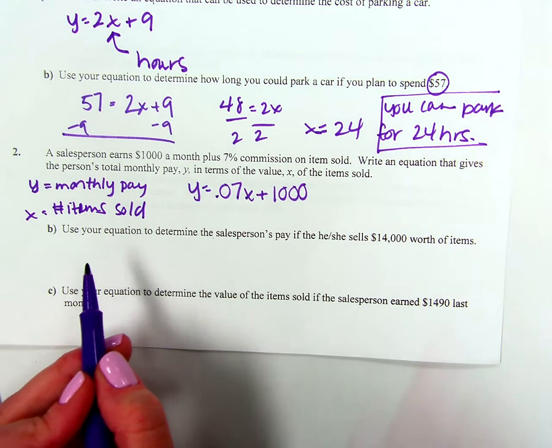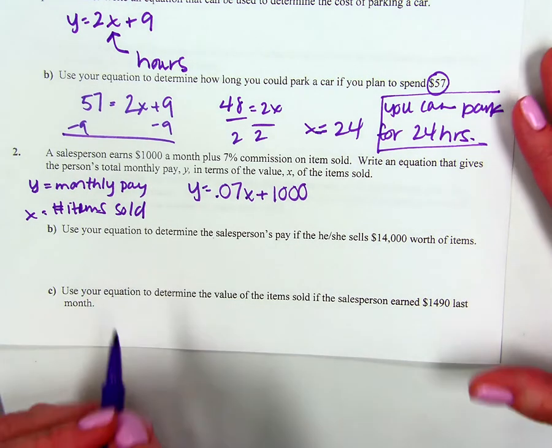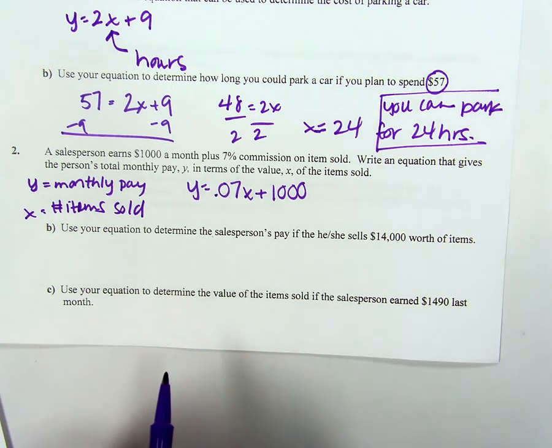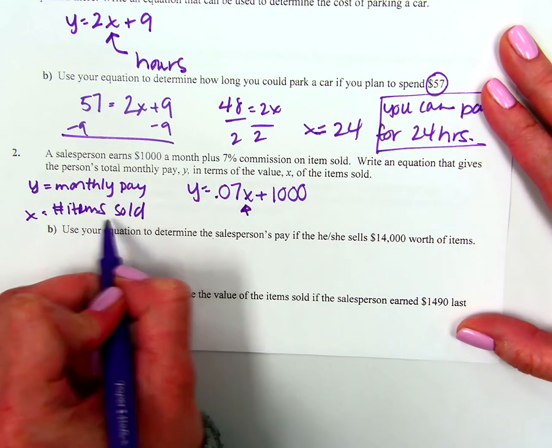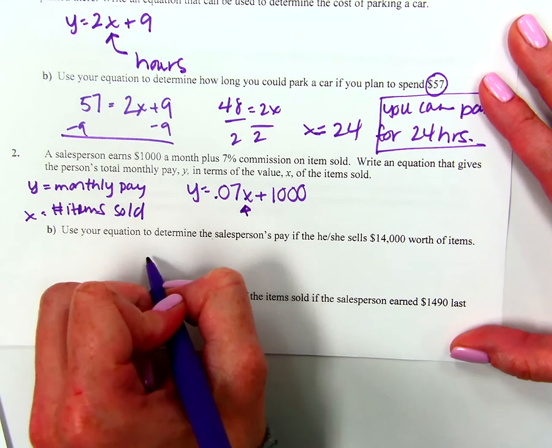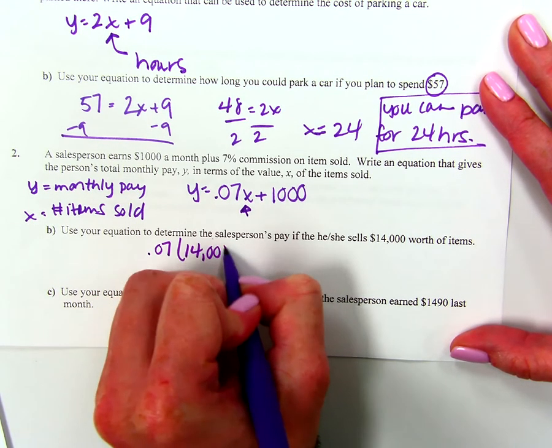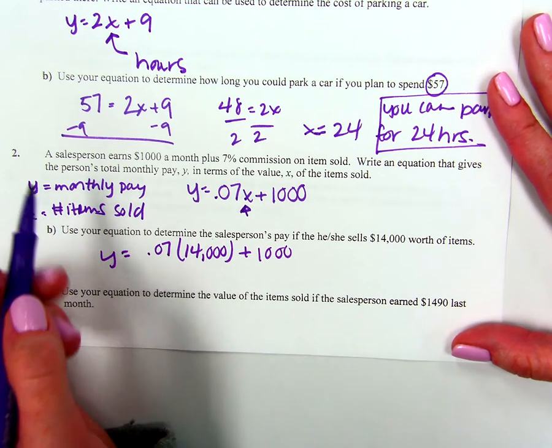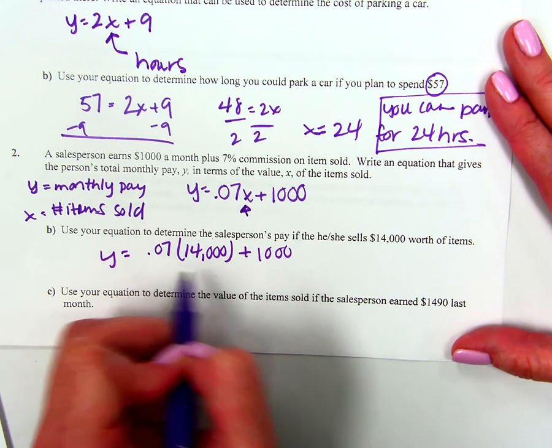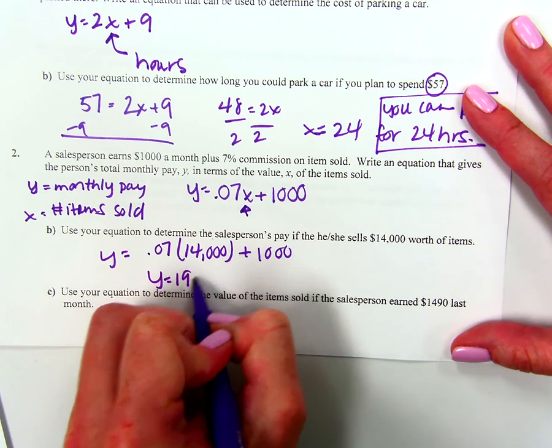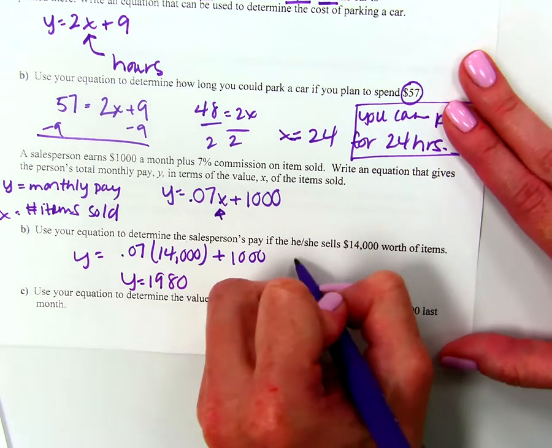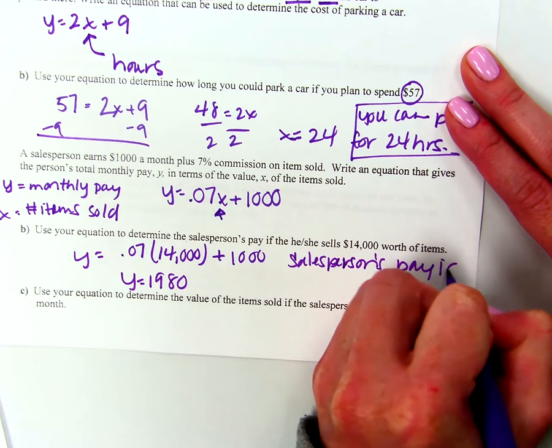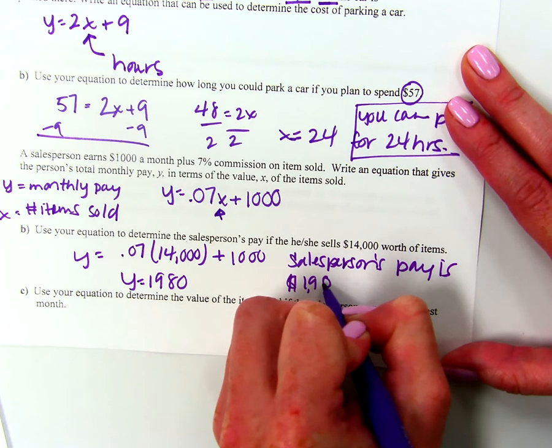So for B, it asks us to use the equation and determine the salesperson's pay if he or she sells $14,000 worth of items. So $14,000 worth of items, we're going to take that number and we're going to plug it in for our x. That's the number of items sold, right? So we'll do 0.07 times $14,000 plus 1,000. So we get y = 1980. So the salesperson's pay is $1,980.